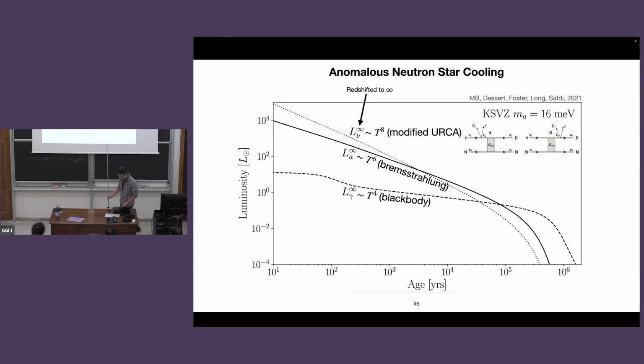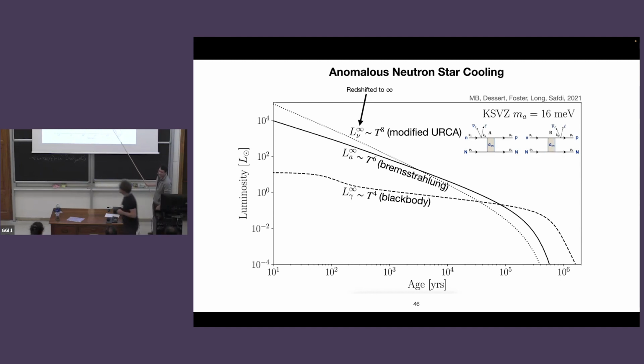Now, the reason we want to compute how many axions are being produced is because, of course, it affects the cooling. Neutron stars have three main ways of cooling. One is through the emission of neutrinos, one is through emission of photons, and then the axion is the third one. Now, a very young neutron star cools mostly through neutrinos, which is coming mostly through the modified Urca process, which scales like T to the 8.